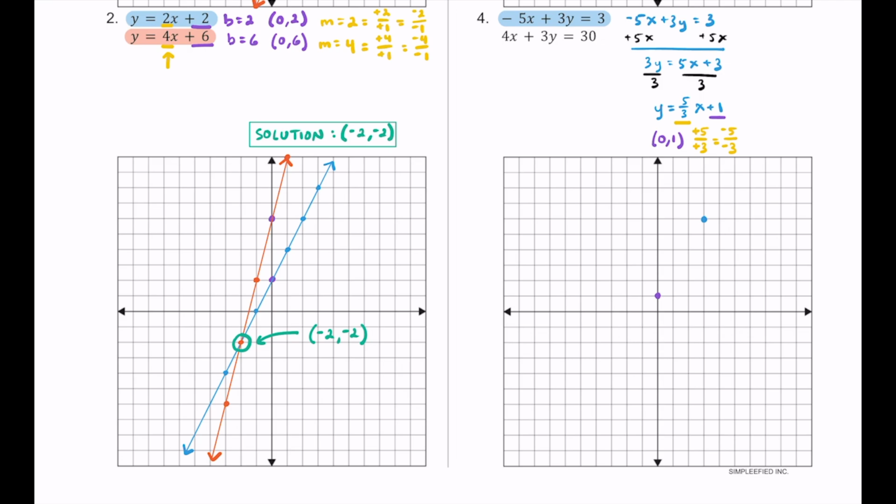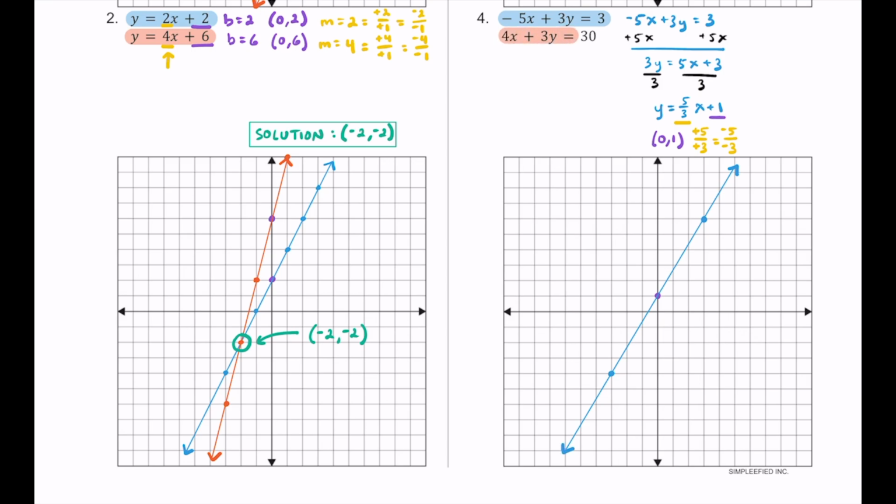I don't think we have enough space to do that again, so let's go back to the y-intercept and go down 5 and to the left 3. So 1, 2, 3, 4, 5, 1, 2, 3. So that looks just about right over here in quadrant 3. Drawing a straight line through these 3 points, we can see that this would be the linear equation.